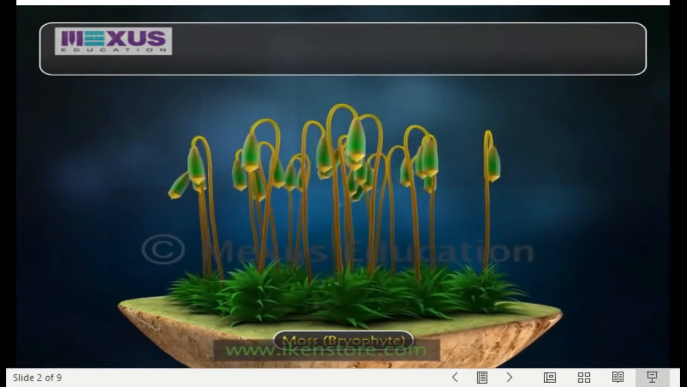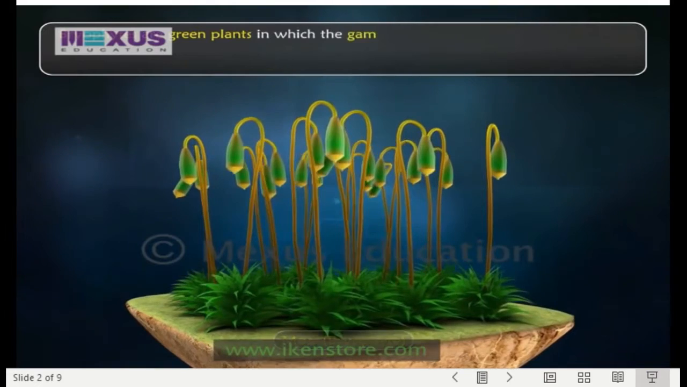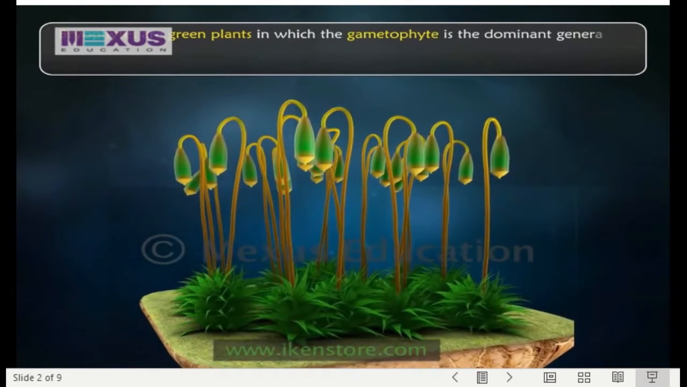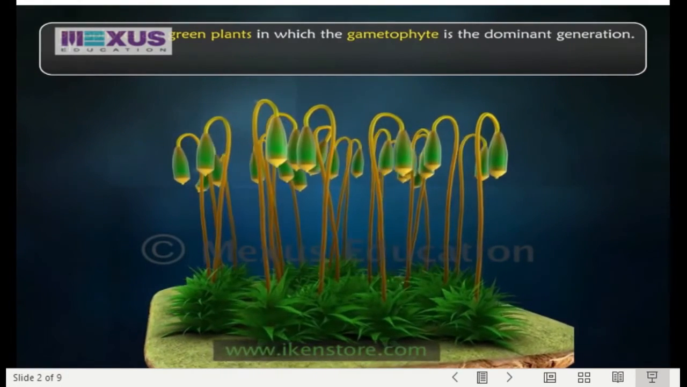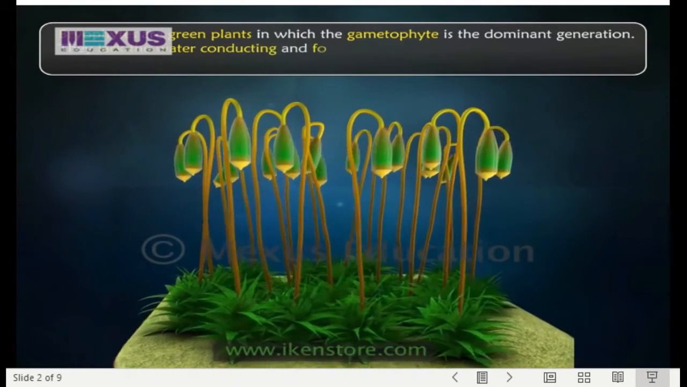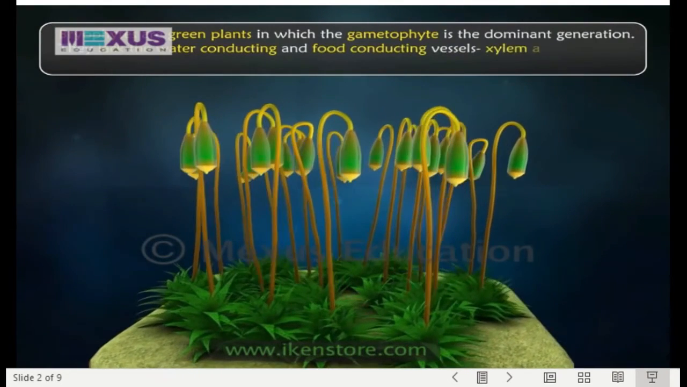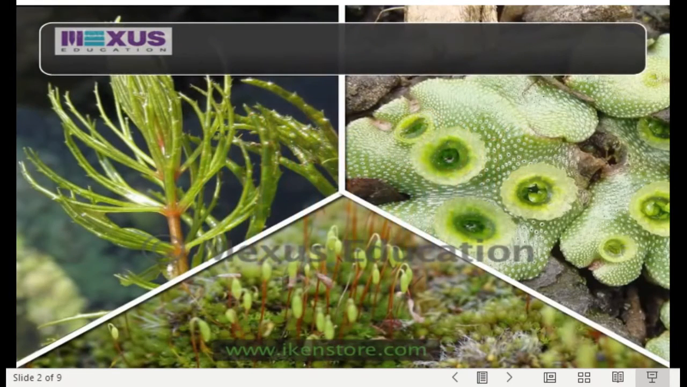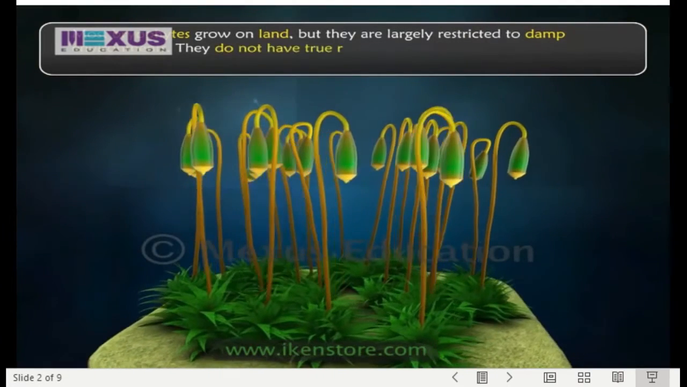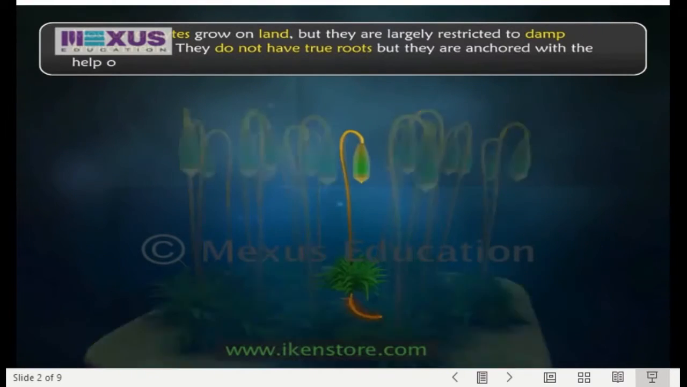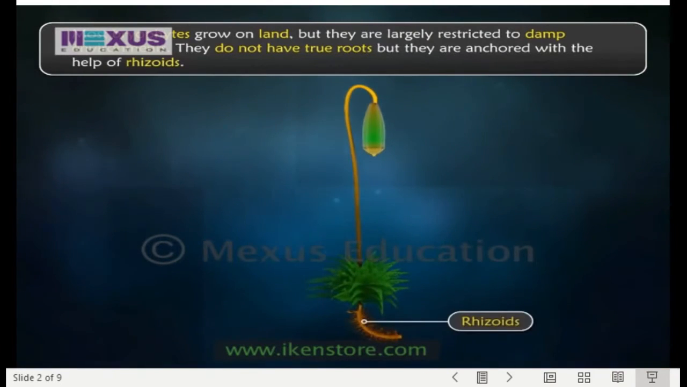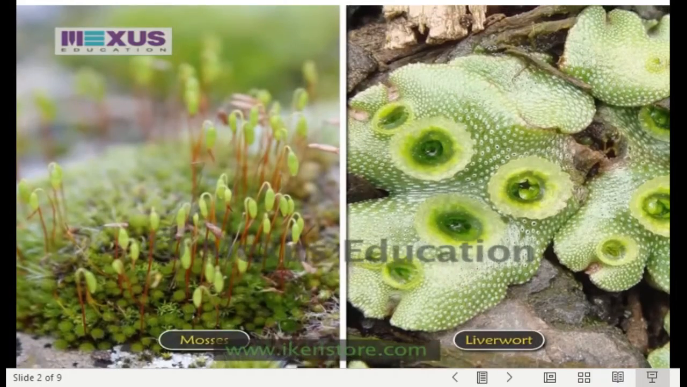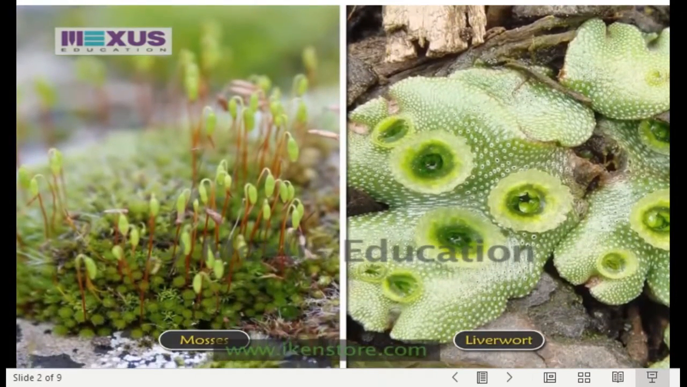Bryophytes are green plants in which the gametophyte is the dominant generation. They lack the water-conducting and food-conducting vessels, xylem and phloem respectively. Most bryophytes grow on land, but they are largely restricted to damp environments. They do not have true roots, but they are anchored with the help of rhizoids. Liverworts and mosses are the examples of Bryophyta.